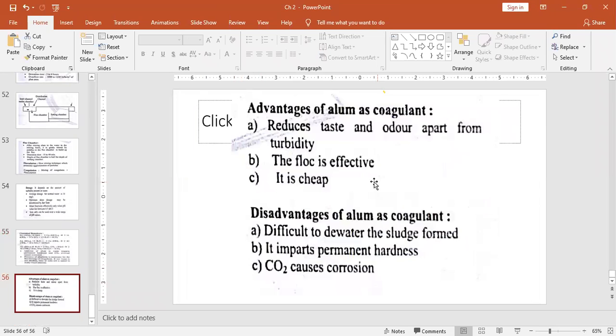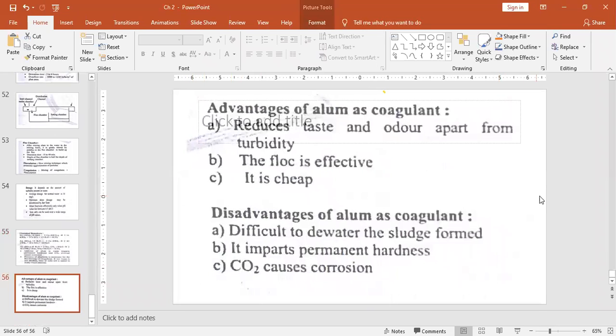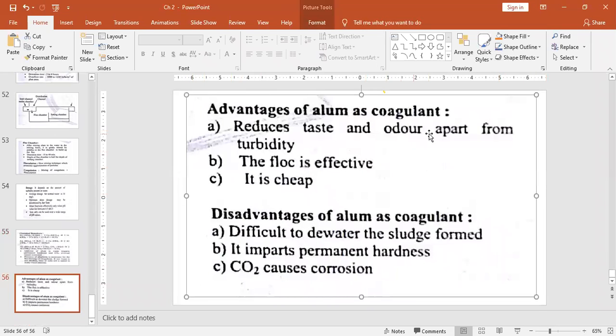Now, what are the advantages of alum as a coagulant? As I told you, alum as a coagulant reduces taste and odor apart from turbidity. The floc is effective, effective in the sense that it is tough enough that it will not break down easily.